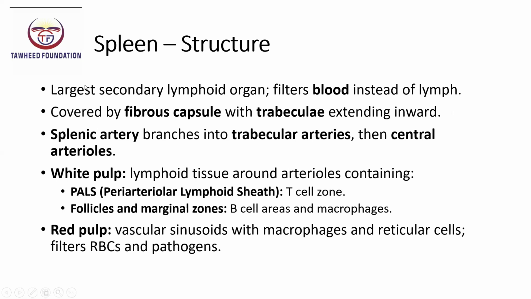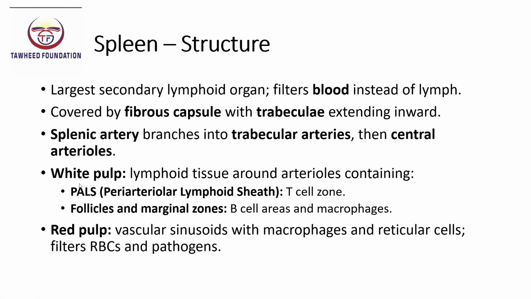The spleen is the largest secondary lymphoid organ, performing functions similar to a giant lymph node but for blood rather than lymph. It is enclosed by a delicate fibrous capsule with trabeculae extending into the interior. The splenic artery branches into trabecular arteries, which further divide into central arterioles, surrounded by lymphoid tissue forming the white pulp.